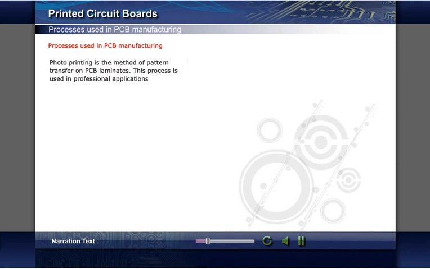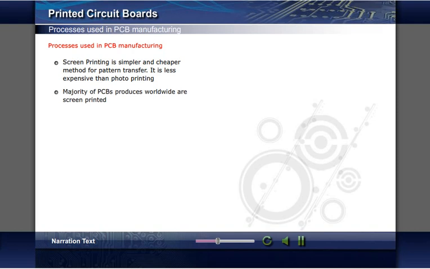Photo printing is the method of pattern transfer on PCB laminates. This process is used in professional applications. Screen printing is a simpler and cheaper method for pattern transfer. It is less expensive than photo printing. Majority of PCBs produced worldwide are screen printed.